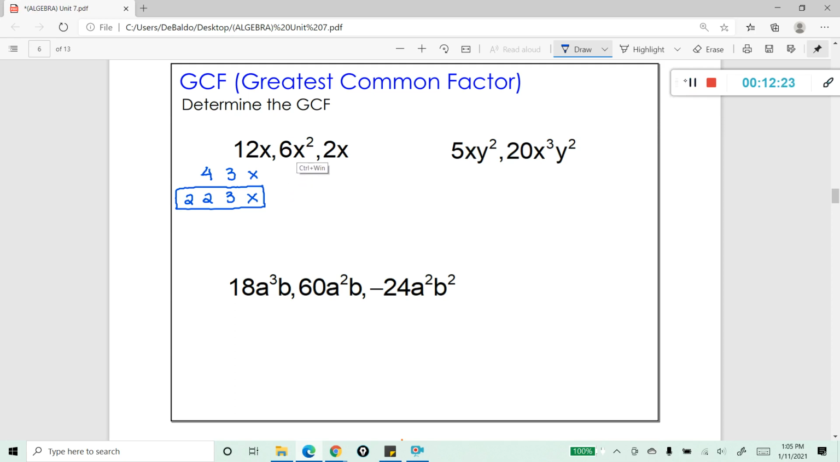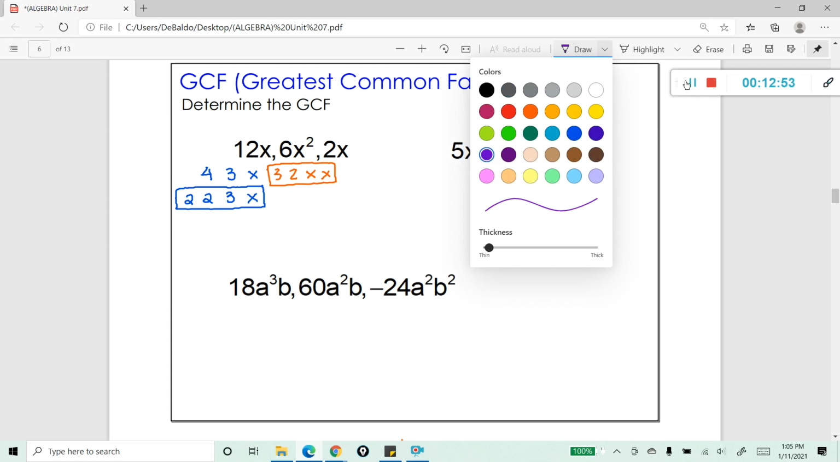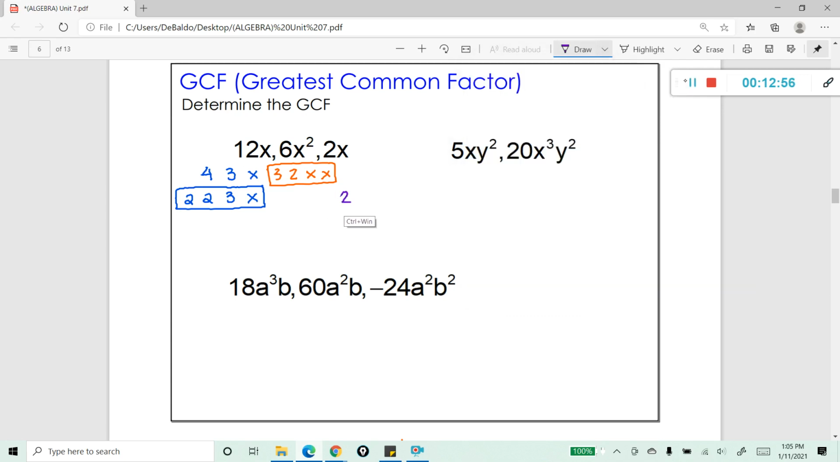Now let's look at the 6x squared. I'm going to do this in a different color so you can see. 6x squared, you might be thinking, well, 3 times 2 and then times x and x, right? And you don't even need to write the multiplication there if you don't want to. But I'll just do 3, 2, x, and x, because x squared is just 2 x's. I can't break any of those down at all, so I'm going to put a little box around those, because those are my lowest factors. And then the last one, 2x, can be broken into 2 and x. Those are the smallest pieces I can break it into.